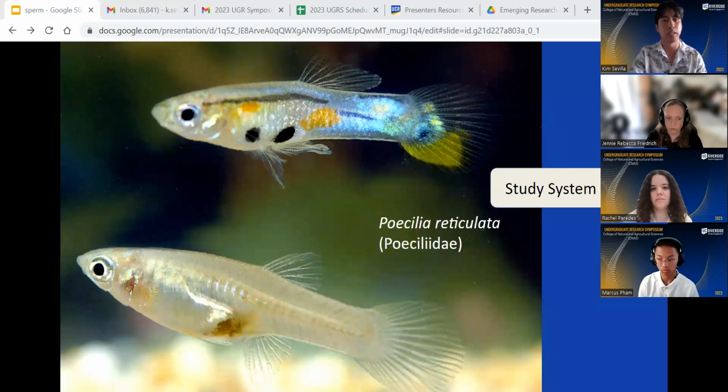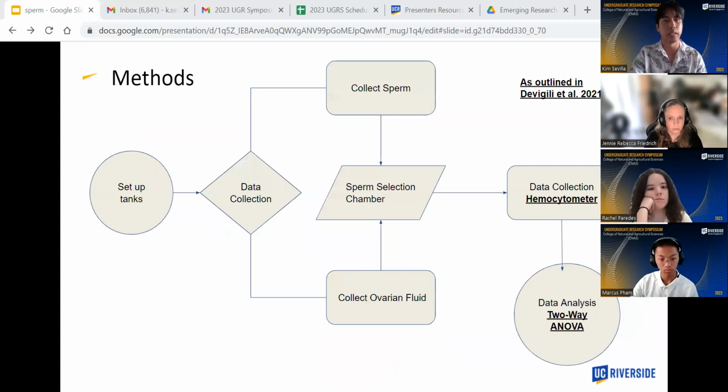So our study uses males and females of the fish species Poecilia reticulata. This species was chosen because it is reliable and a good study system. For methods, I created this flowchart to represent what I will be doing.